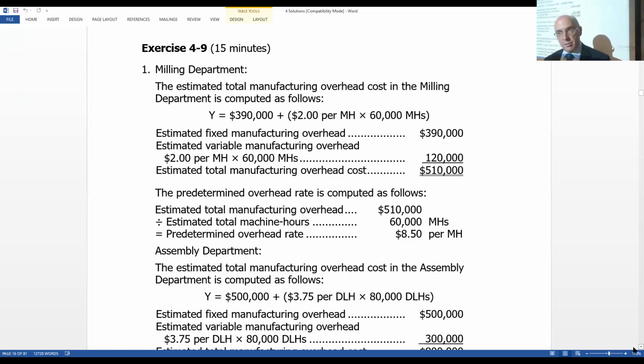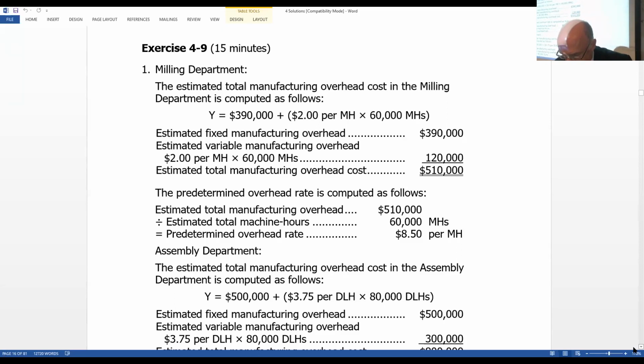If you have an assembly department that uses a lot of labor, direct labor hours would be a different indicator because they're cost drivers. Remember that? Cost drivers. Let's take a look at the fact situation. The oil company has 2 departments, milling and assembly. The company uses a job order costing system and computes a predetermined overhead rate in each department.